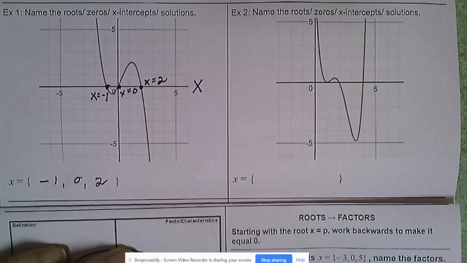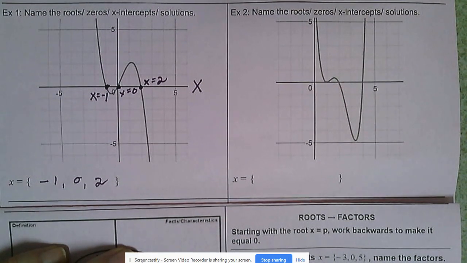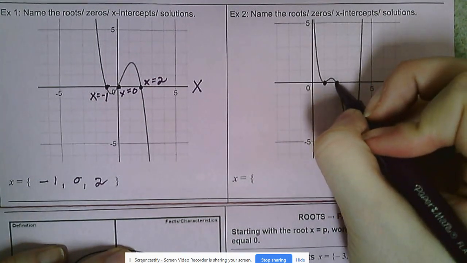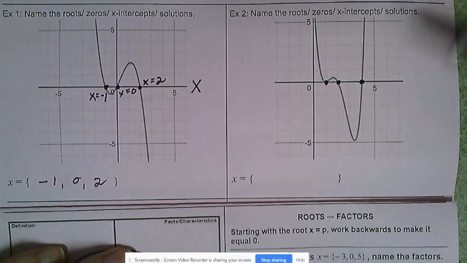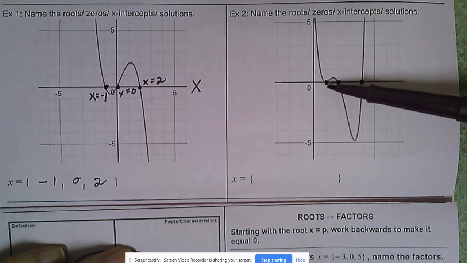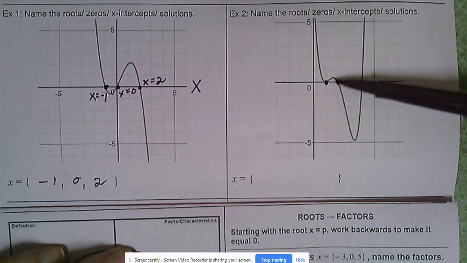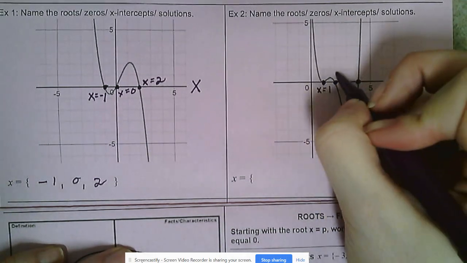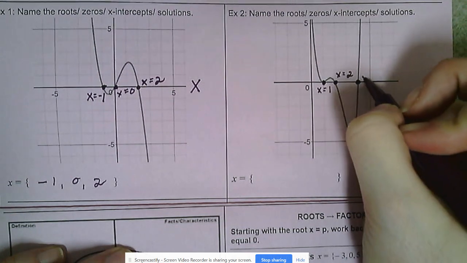So we're still naming the roots, zeros, x-intercepts, solutions. This time we have one right here, and right here. Just a reminder, it doesn't have to cross the x-axis to be an x-intercept. It just has to touch. It can also cross. So this is x equals 1, this is x equals 2, and this is x equals 4.